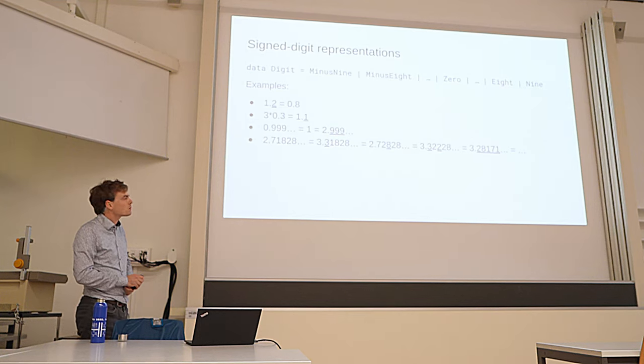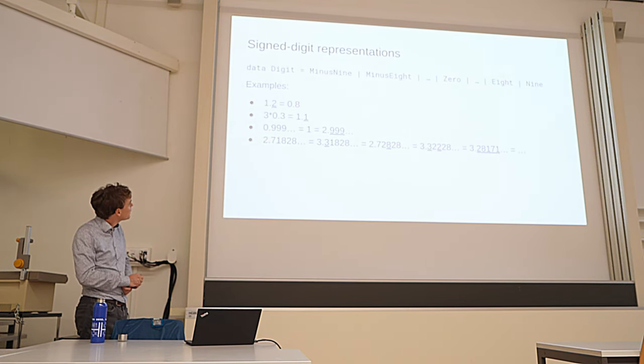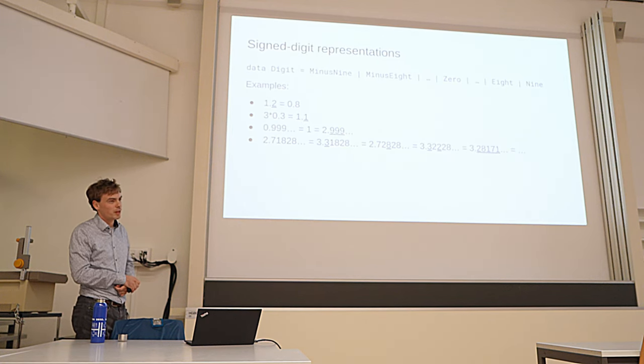Could you say that again? Yeah, so normally we have our digits in decimal representation going from 0 until 9. And so, for instance, in 0.8, the 8 is in the first decimal place, which means it's 8 times 10 to the minus 1. Here there's a -2 in the first decimal place, which means we subtract 2 times 10 to the minus 1. Does that help?